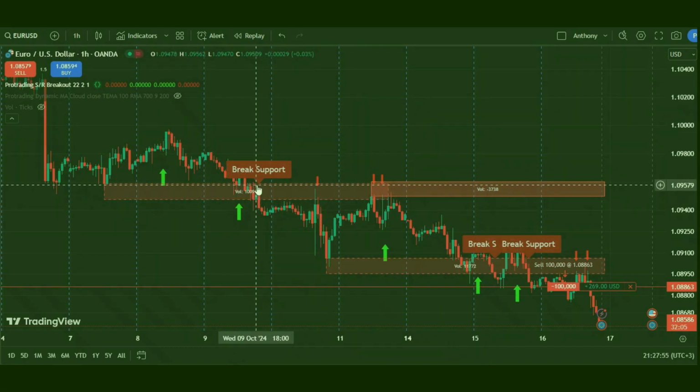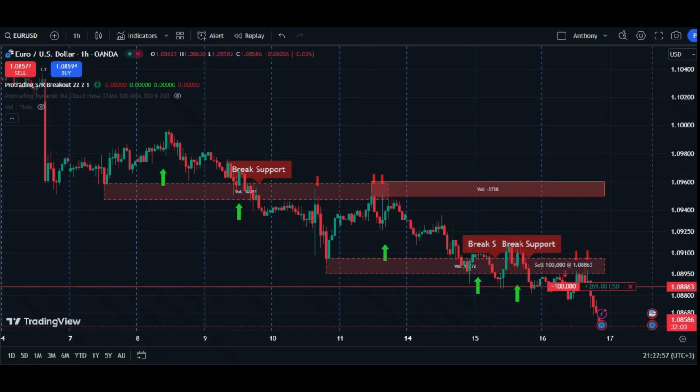But if you see here, price has already broken, at this very particular point, price has broken the support. So the moment price breaks the support, you will get this signal on the chart. This will appear on the chart telling you that the support has been broken. In the same way, if a resistance is broken, you will get a similar signal on the chart telling you that resistance has been broken.